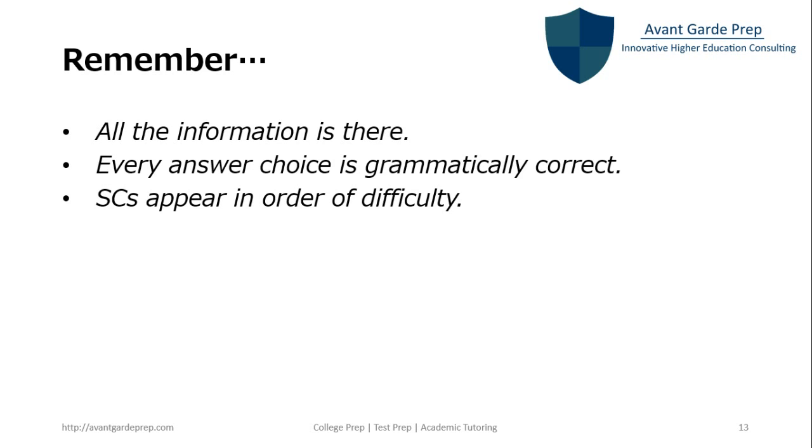And then lastly, sentence completion questions appear in order of difficulty. They're going to start off with easier questions and they're going to get harder towards the end of the section. So especially as you work through and get to the end of the section, be careful and read each answer choice and sentence very carefully. And depending on what your target score strategy is, you might be skimming and skipping these questions altogether.